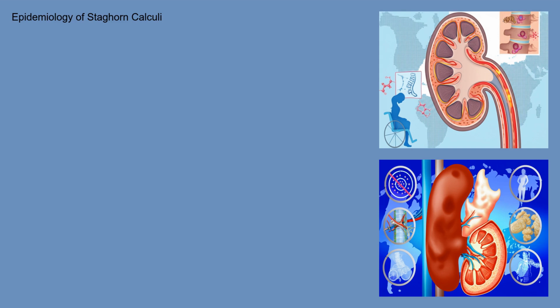Epidemiologically, Staghorn calculi are relatively uncommon, accounting for a smaller percentage of all kidney stones. However, they are more prevalent in women than in men, largely due to the higher incidence of urinary tract infections in women. Individuals with recurrent urinary tract infections, spinal cord injuries, and certain metabolic disorders, such as hyperparathyroidism, are also at increased risk. Geographic location and dietary factors may also play a role, but these are less well defined than the infectious and metabolic contributors.